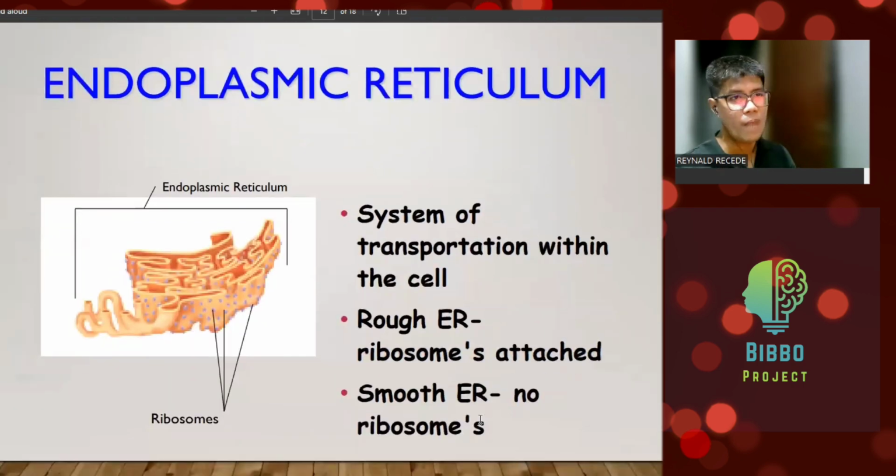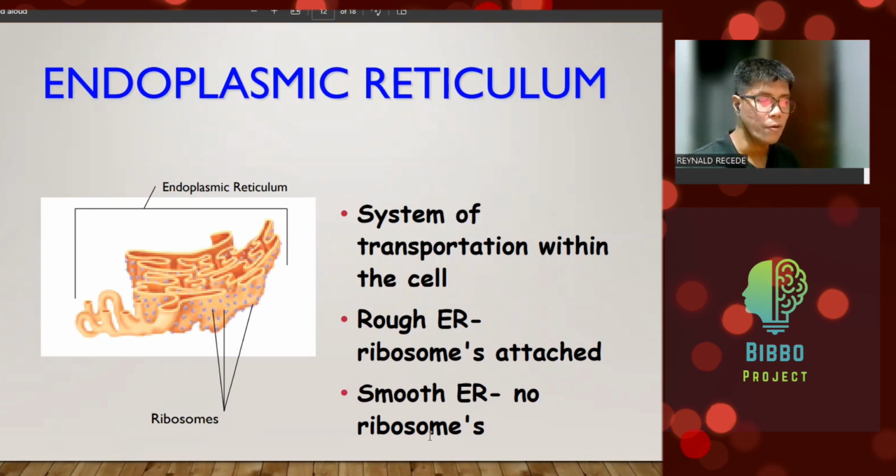Next is the endoplasmic reticulum. Sometimes it has the acronym ER, and it is the system of transportation within the cell, because this is where most of the molecules move or pass through. And there are two types of endoplasmic reticulum. You have the rough ER and you also have the smooth ER.